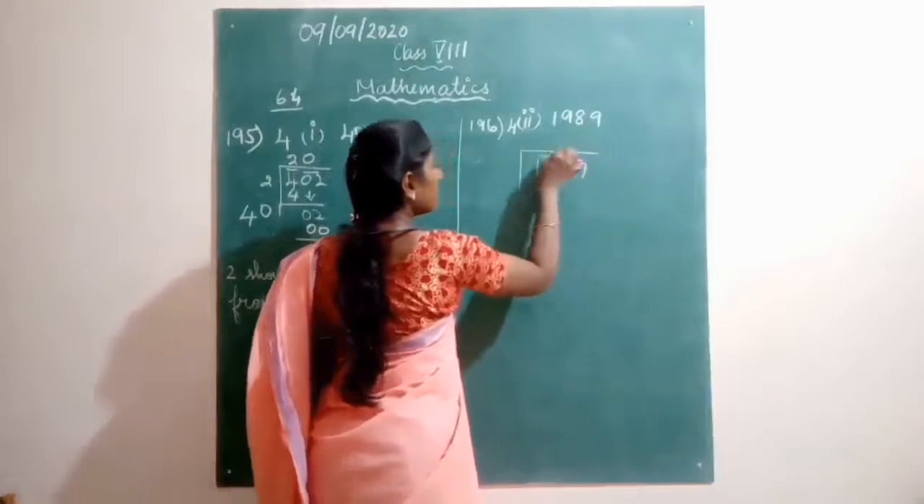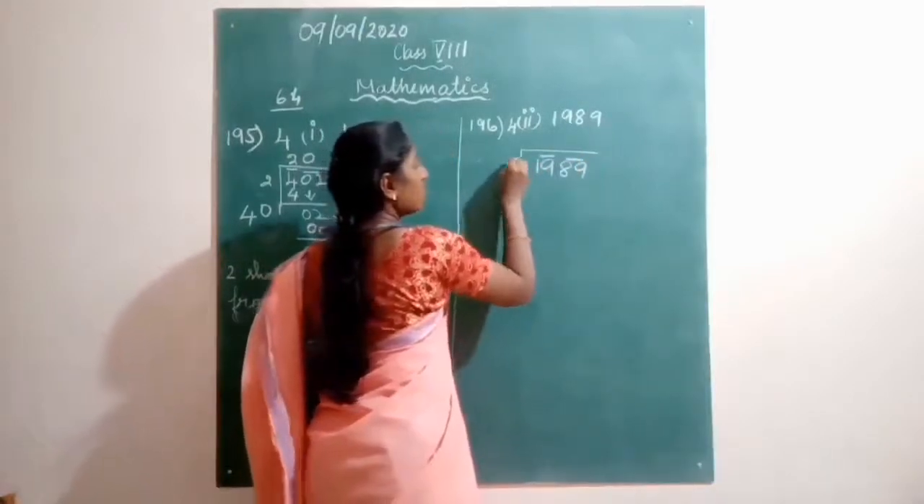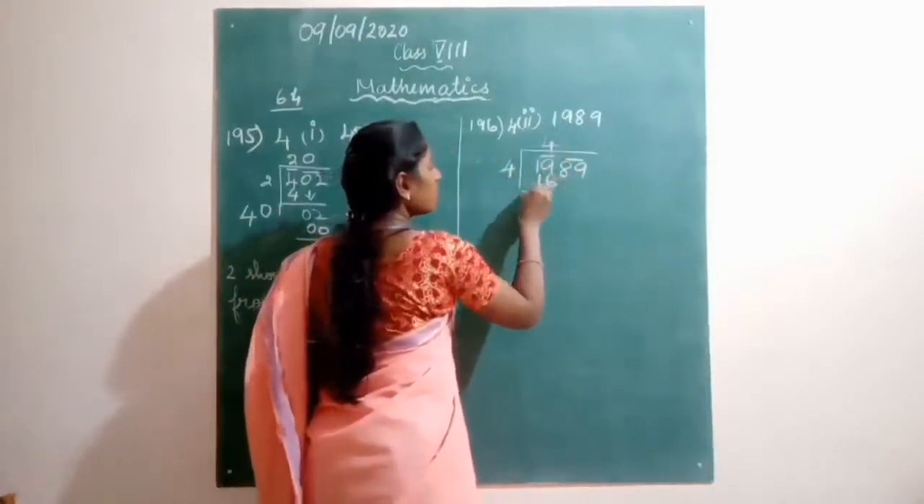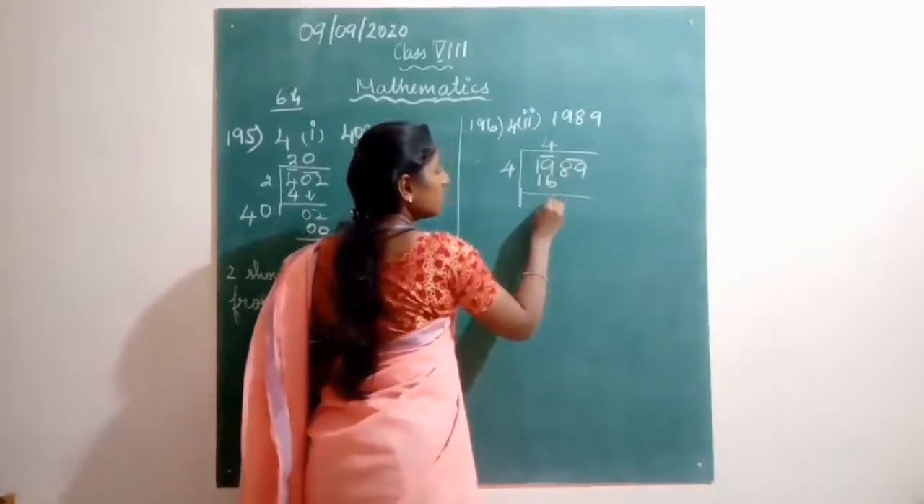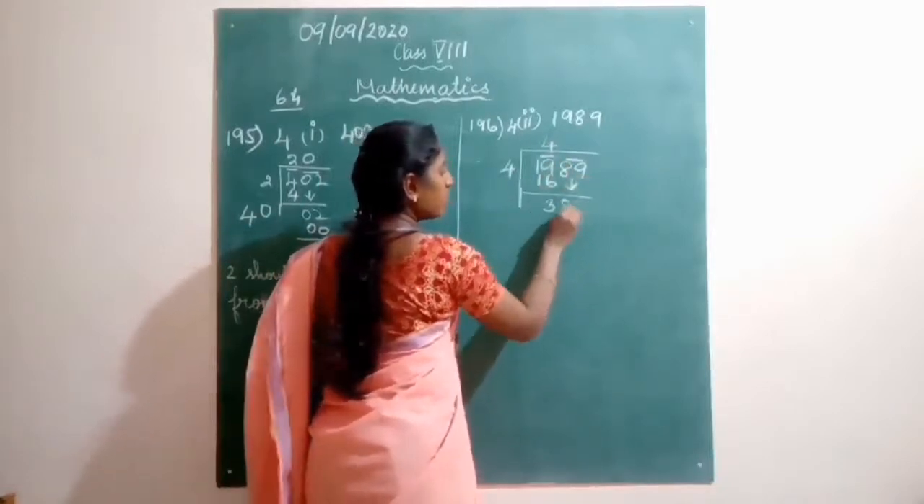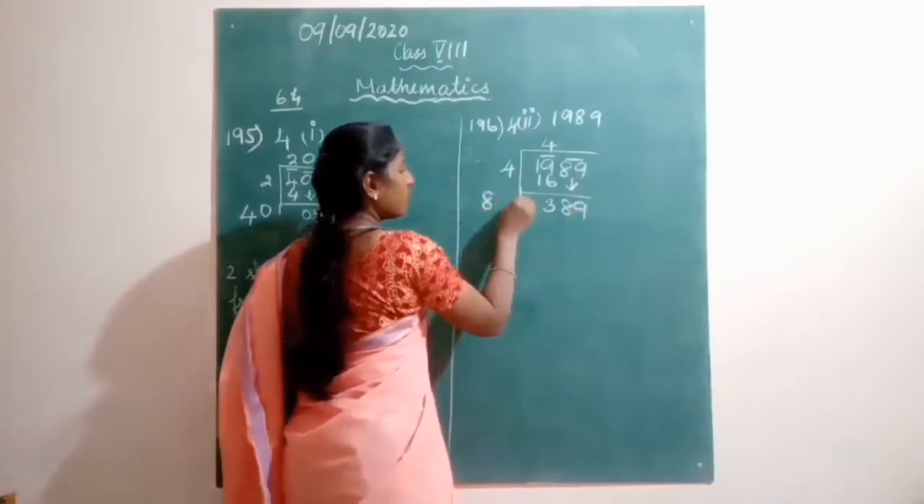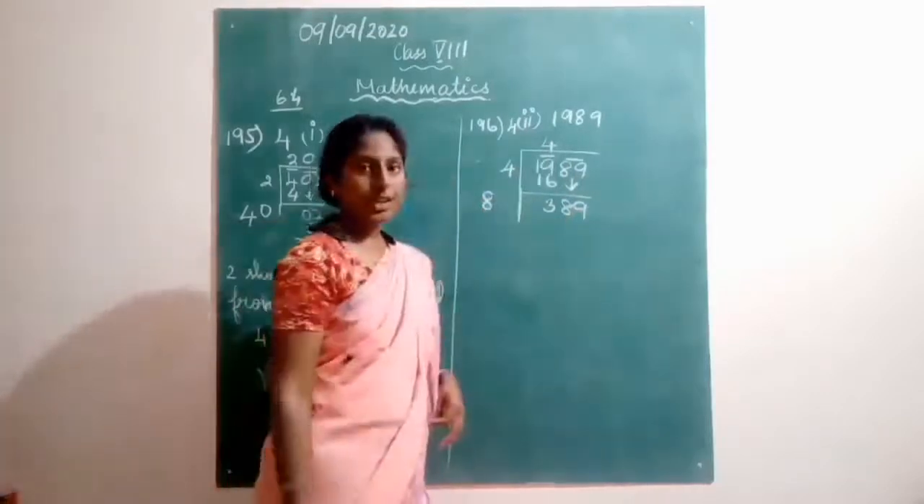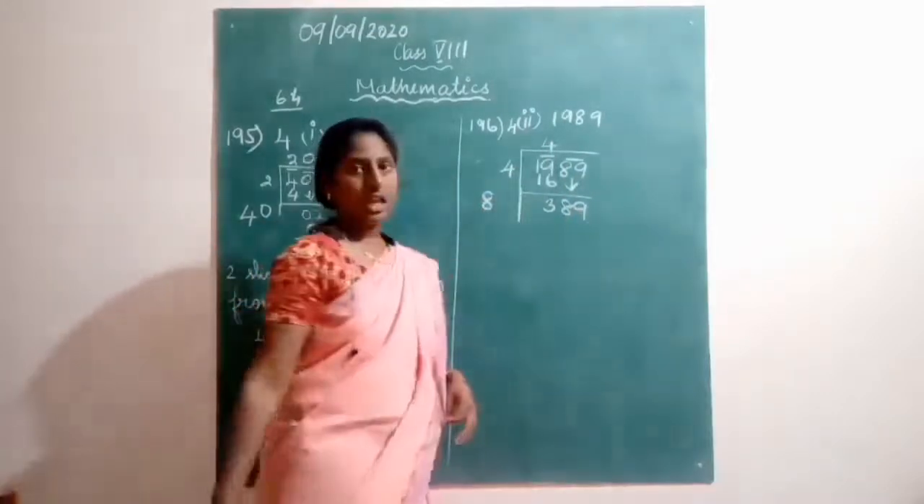Do long division. 19 is given. So 4 4s are 16. Okay, so what is left out? 3 is left out. So bring down 89. And here you will write 8, since 4 plus 4 is 8. Okay, and here it is 9.